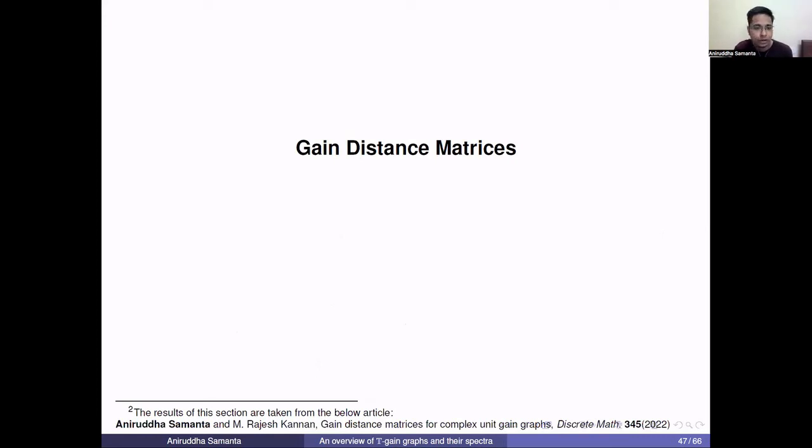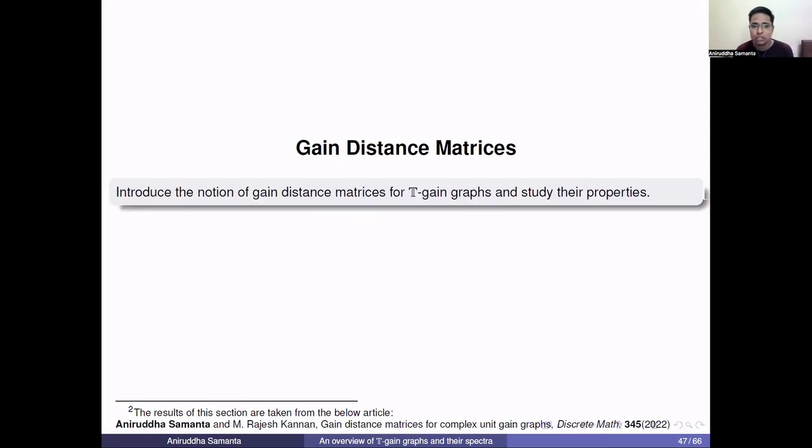So now the gain distance matrices. Here we will introduce the notion of gain distance matrices for T-gain graphs, and I'll present some of their properties. Recently Hameed et al. introduced the sign distance matrices for signed graphs, and the gain distance matrices of a gain graph generalize the sign distance matrices of signed graphs as well as the distance matrices of ordinary graphs.